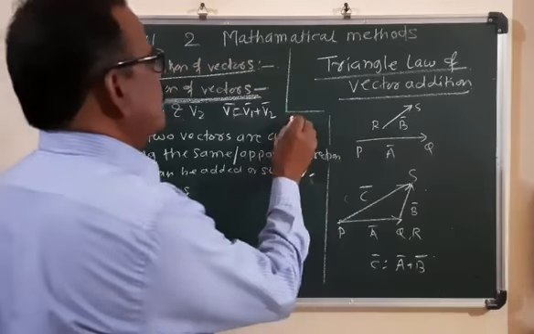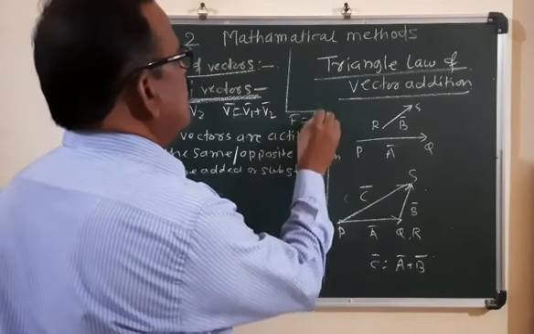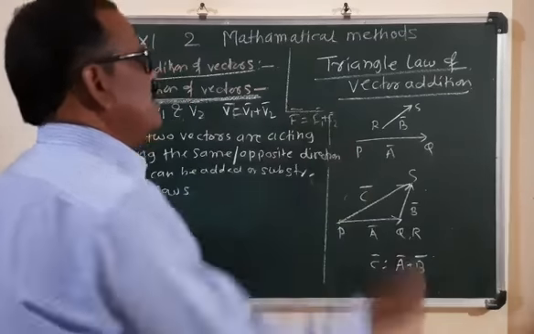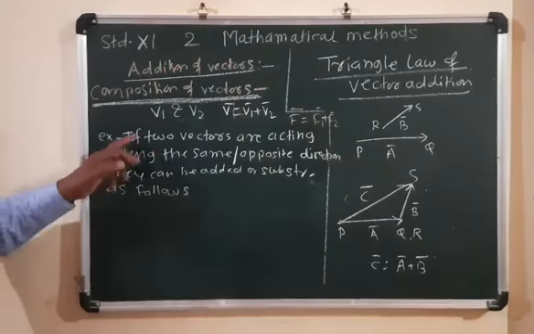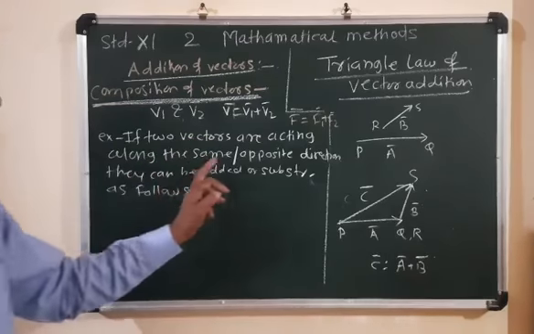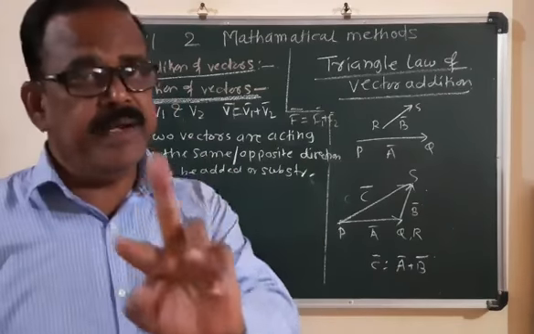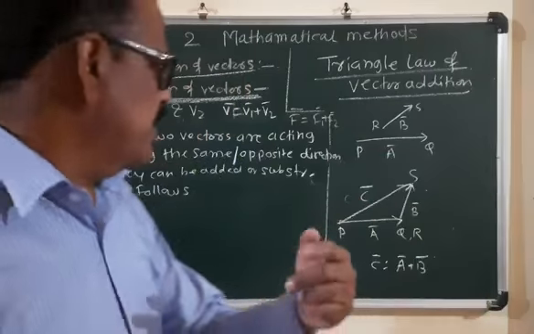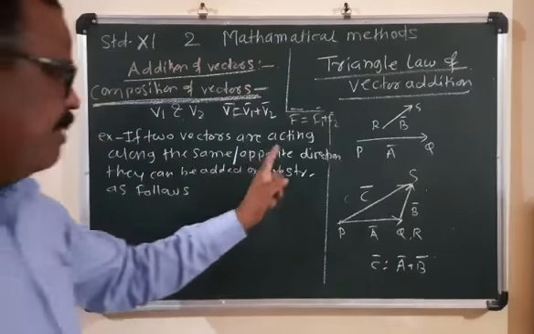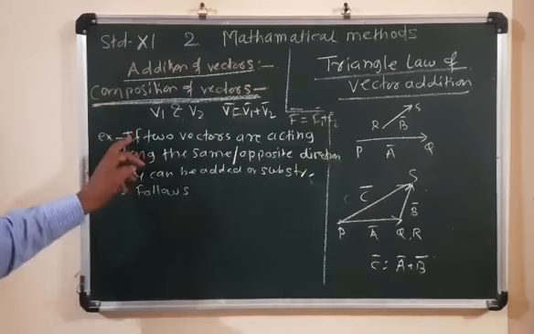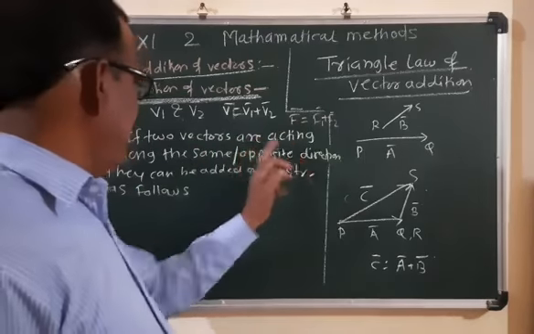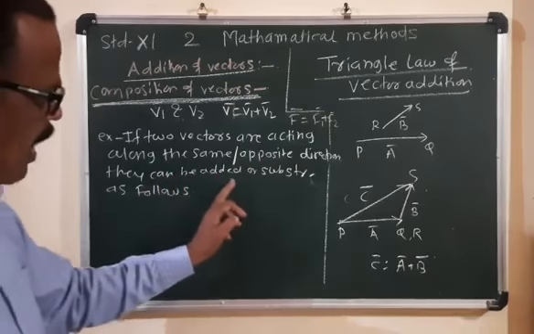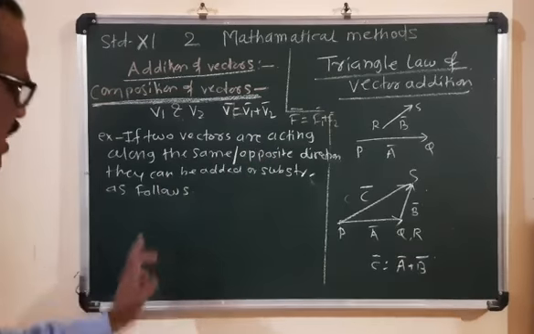Similarly, for force, the resultant force is F bar is equal to F1 bar plus F2 bar. If two vectors are acting along the same or opposite direction, the two vectors may be in the same direction or in opposite directions, and we can take the addition of the two vectors. So if two vectors are acting along the same or opposite direction, they can be added or subtracted as follows.